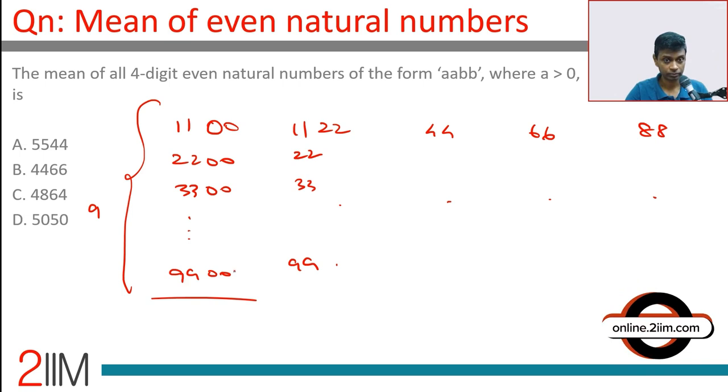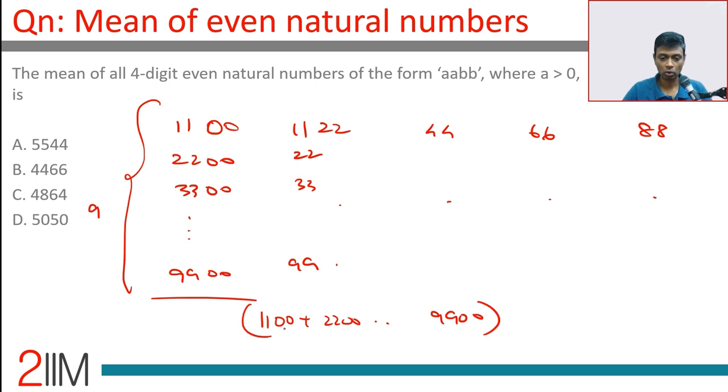That's common across the board. So how do we do this? We have 1100 plus 2200 all the way to 9900. The whole thing into 5. Plus 0 into 9, 22 into 9, 44 into 9, 66 into 9, 88 into 9. This is the sum total of everything that we are looking for. We need to divide this by 45. We are through. So let's simplify this.